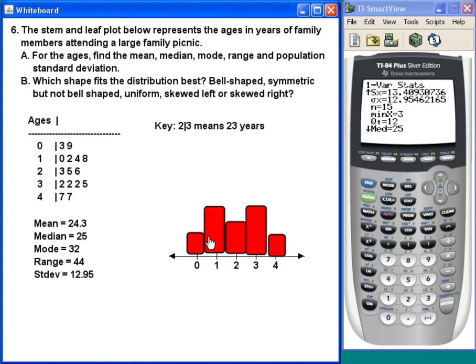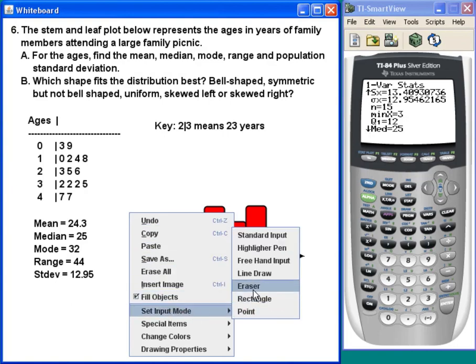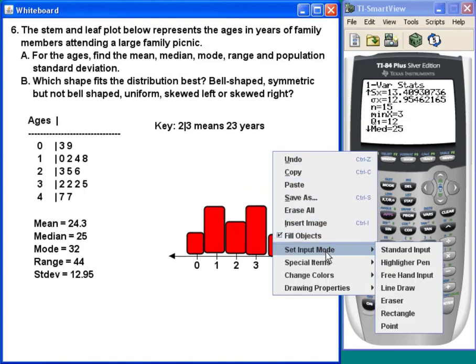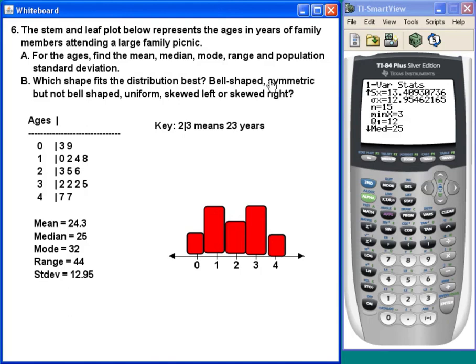All right, clearly this is symmetric. I could draw a line right down the center, and this would be mirror images on both sides. So I drew a line right through the center here. I have the exact same image here as I do over here, so it's symmetric, but it's definitely not bell-shaped. So our answer here is symmetric.